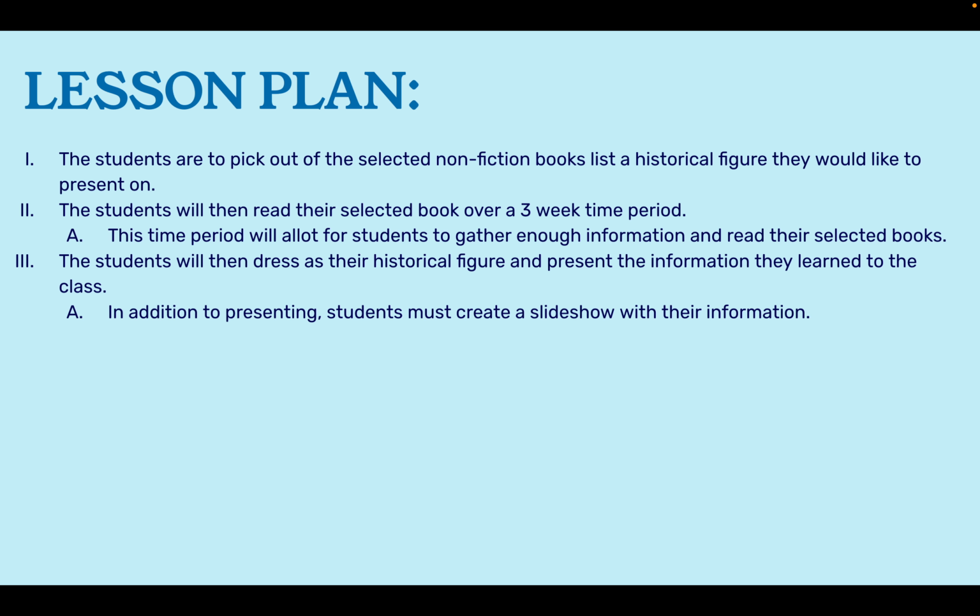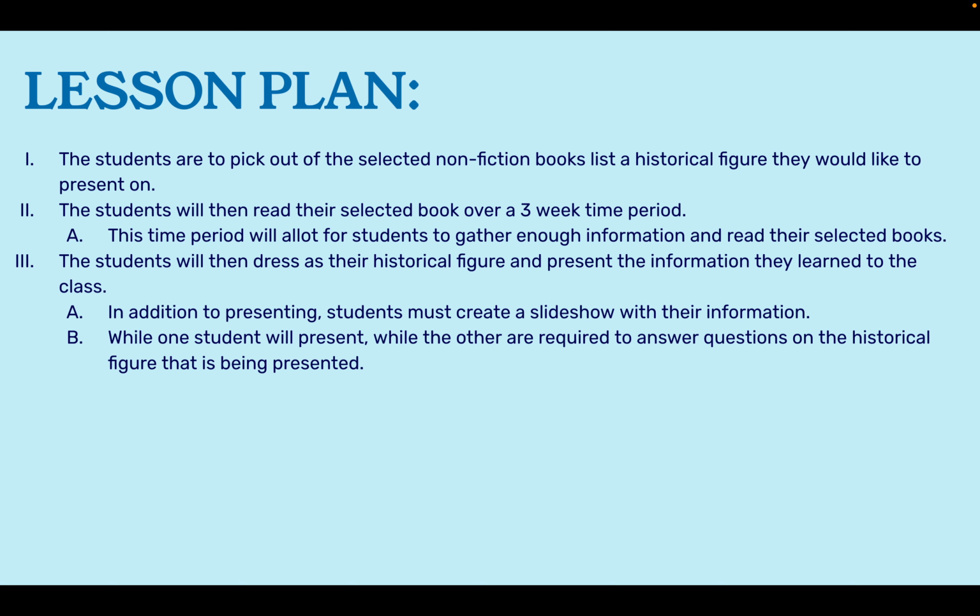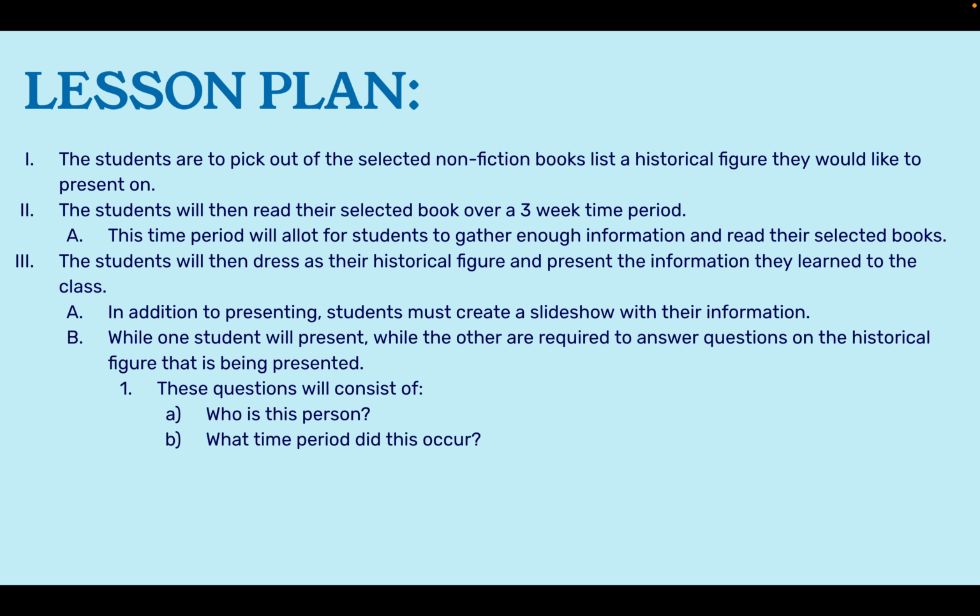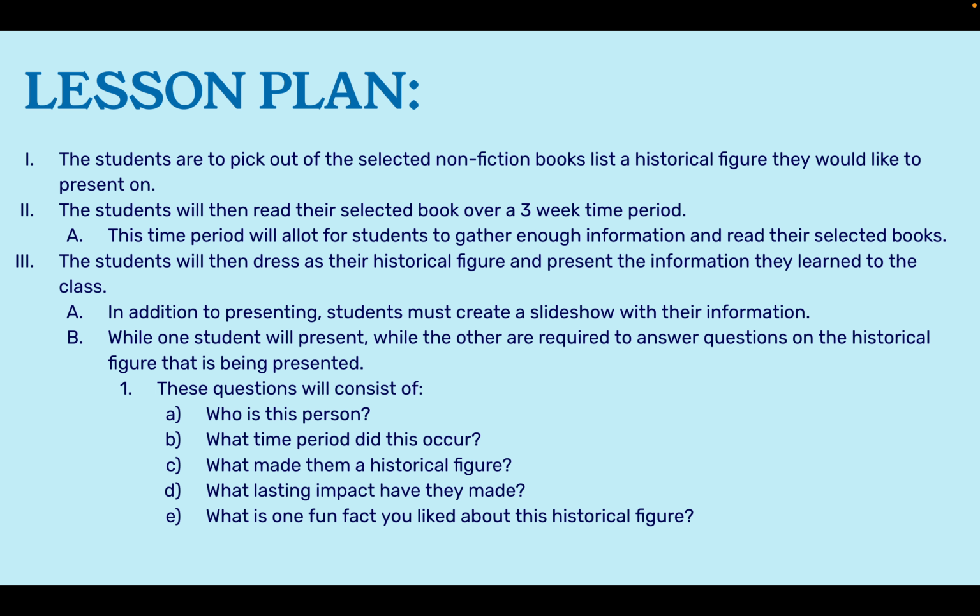In addition to presenting, students must create a slideshow with their information. While one student will present, the others are required to answer questions on the historical figure that is being presented. These questions consist of: who is this person? What time period did this occur? What made them a historical figure? What lasting impact have they made? What is one fun fact you liked about the historical figure?